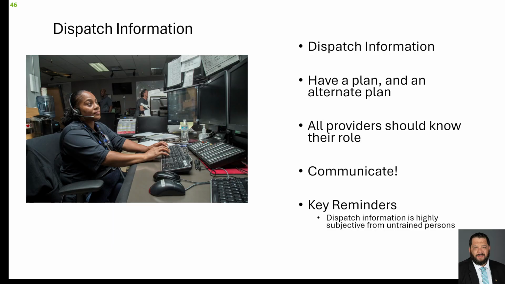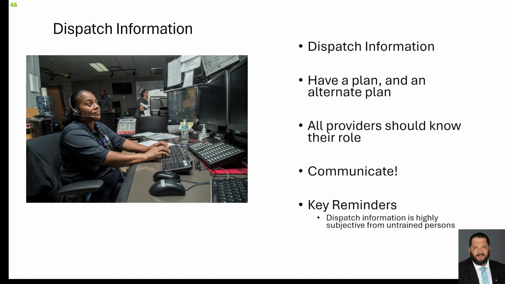So with your dispatch information, and we talked about this with the overview, remember that the dispatch information is subjective. The dispatcher can only relay information that they're able to get from the caller, and the caller has a worldview of what's going on, and it may be right, it may be wrong, it may be different than what's actually happening, but they can only convey from their perspective what they see, and the dispatcher can only then convey that information for you.